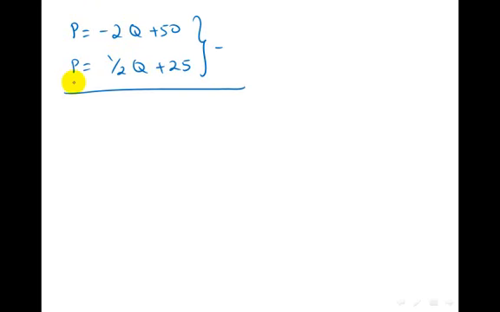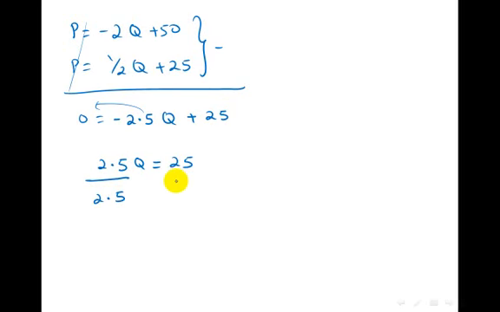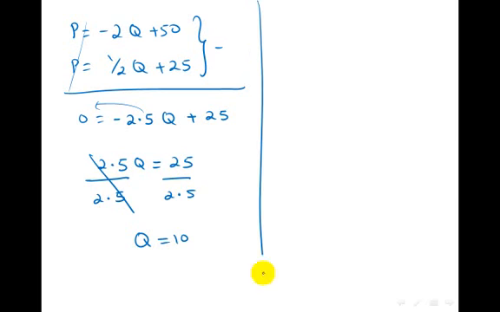eliminate them. So here P will go with the P, and this would be 0. Minus 2 minus half will be minus 2 and a half. You can write it this way. 50 minus 25 would be plus 25. So you can bring this one back. So -2.5Q equals 25. Divide both sides by negative 2.5. The value for Q would be 10. Good. So here we will know that the equilibrium quantity is 10.